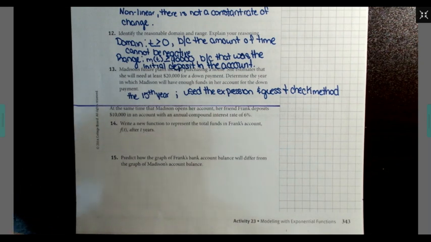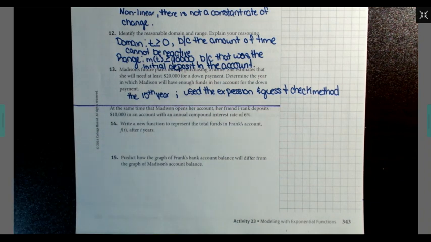Questions 14 to 16. At the same time Madison opens her account, her friend Frank deposits $10,000 in an account with an annual compound interest rate of 6%. Write a new function to represent the compound interest rate of 6%.